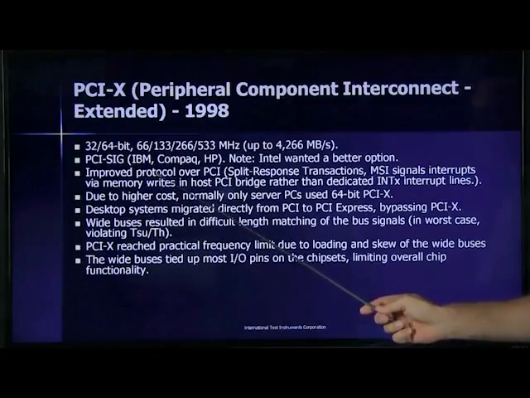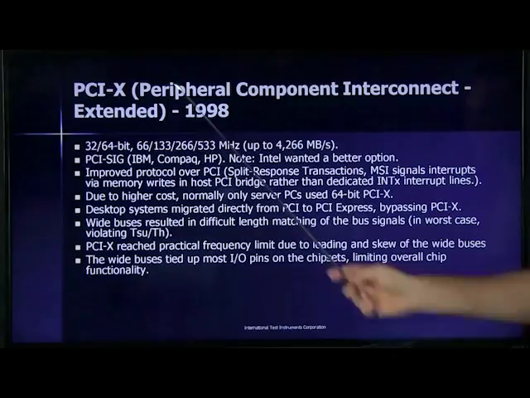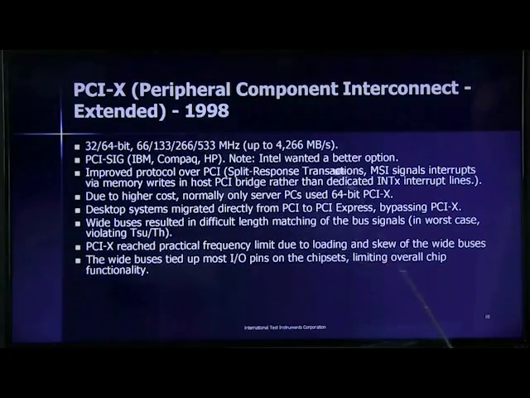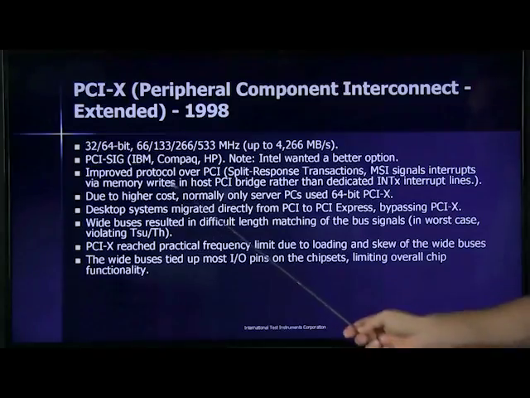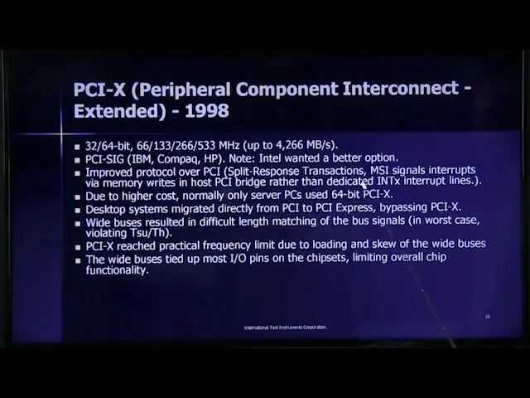There are some protocol improvements over PCI in PCI-X. Here are the main features. There's a split response transaction that did away with polling on the bus, so that increased the efficiency of the bus. You have MSI, message signaled interrupt, so you can signal interrupts by writes directly to the PCI bridge rather than use dedicated INTx interrupt lines.